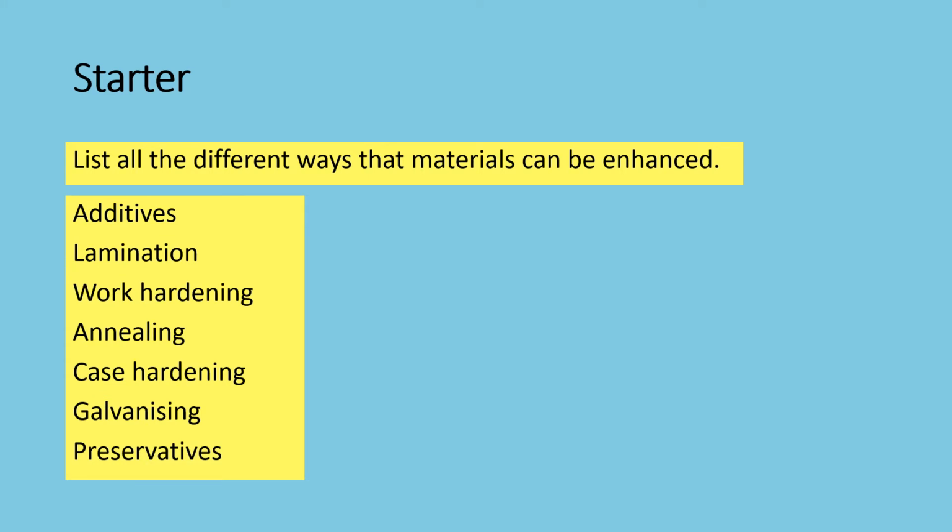Okie dokie. So I've got a couple of thoughts here. These aren't all of them, just some of them. I thought about additives, which we can add to different polymers, lamination, which we can do for timbers, work hardening, annealing, case hardening, galvanizing. These are all things that can be done to metals to enhance them, as well as preservatives, which can be added to both polymers and timber-based materials. So there's quite a big list there, but we're going to be focusing on timbers for this lesson.